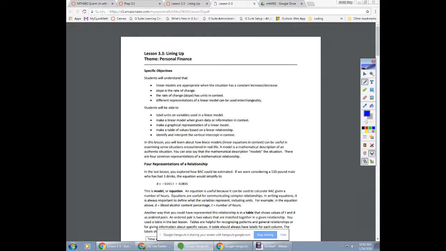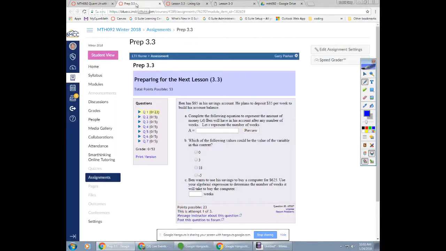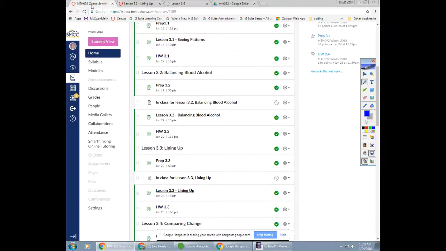On 3.2, I can't remember what question. 3.2 homework or worksheet? Homework? All right, I've got to take a couple questions on the 3.2 homework and 3.3 prep. Okay, so we'll get rid of the prep for now. And let's check out the 3.2 homework.